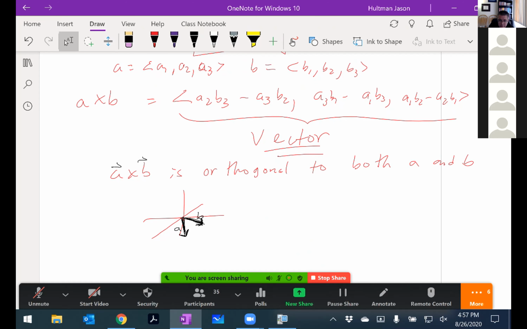There you go. Okay, and so where's A cross B? Well, A cross B is going to end up here. This is A cross B. Remember that right-hand rule? A cross B, we're going to use that here as well. A cross B, right-hand rule. Okay, so they're orthogonal.